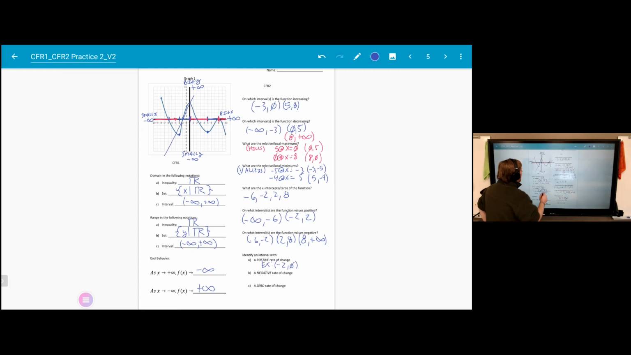A negative rate of change, how about from 0 to 2? That would give me a negative rate of change. So my example is from 0 to 2.